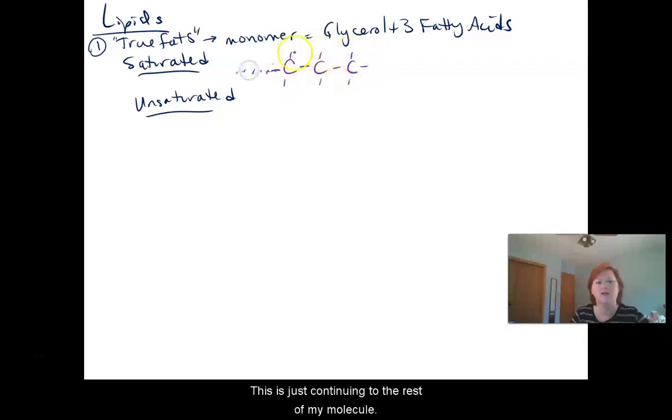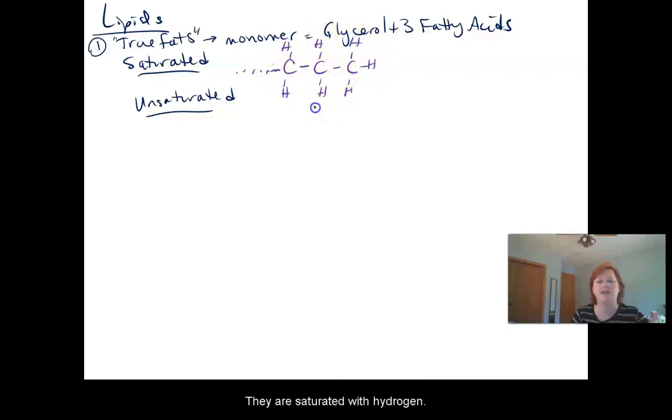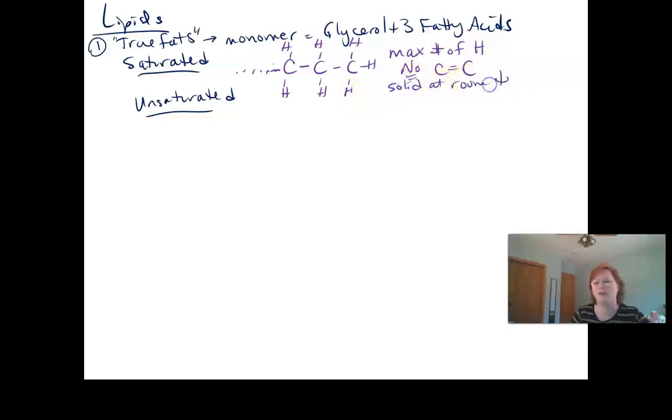So this is just continuing to the rest of my molecule. We have to make all of these carbons happy by filling them up with hydrogens. So they are saturated with hydrogen, which means this molecule has the max number of hydrogens, and it has no carbon-carbon double bonds. And therefore we end up a solid at room temperature. So this would be things like butter and lard, animal fat.